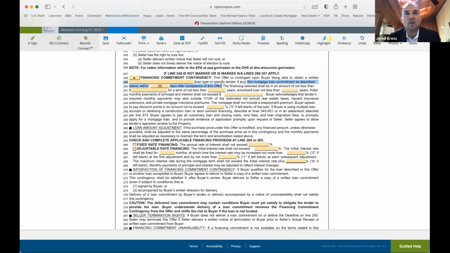Excellent. We listed the home. Two weeks later, we had an accepted offer. It had a financial contingency of 30 days. About at day 20, the family members started to get together and said, we don't want to sell Mom and Dad's cabin. We want to keep it. We want to keep it as an heirloom.